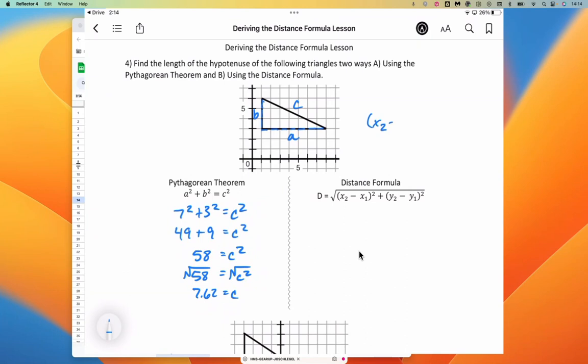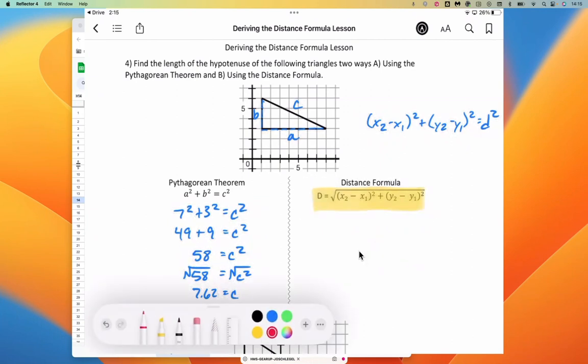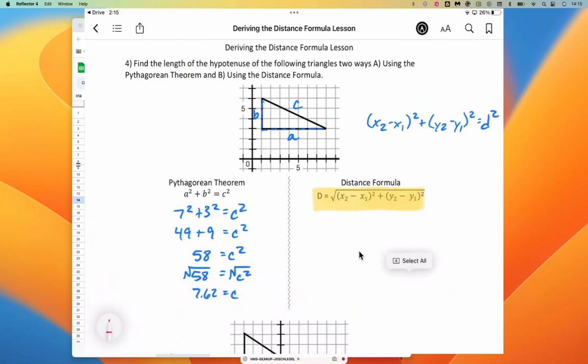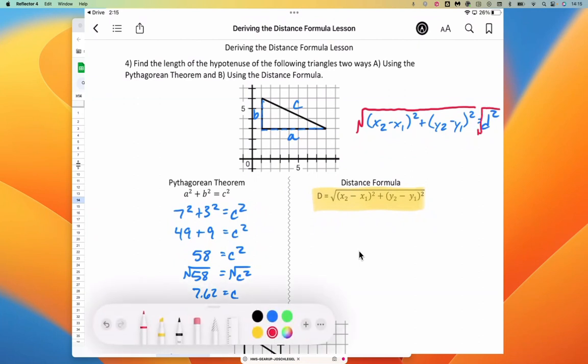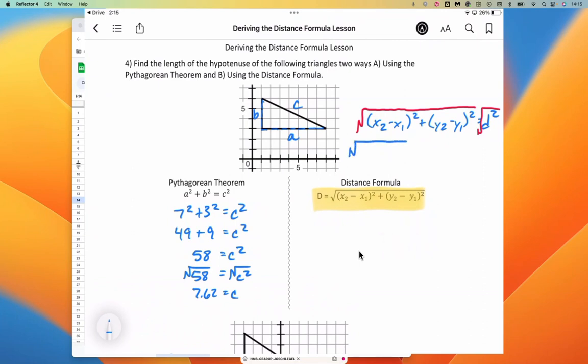And the way that the formula I'm highlighting in yellow is different from the other formula is that the D is not squared in the formula highlighted yellow. To get that, someone said, hey, let's just take the square root of this whole thing over here and take the square root of D squared, and that will give us something that looks like this: the square root of x2 minus x1 squared plus y2 minus y1 squared equals D.